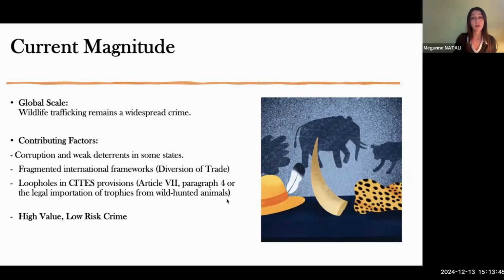Several factors contribute to explaining the magnitude and persistence of wildlife trafficking. Among these, alongside the rampant issue of corruption, the lack of deterrent effects of criminal sanctions in certain states or countries, the fragmentation of the current multilateral framework, and some loopholes in the CITES provisions stand out.